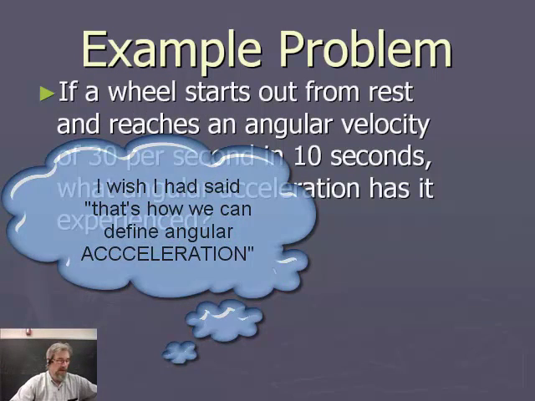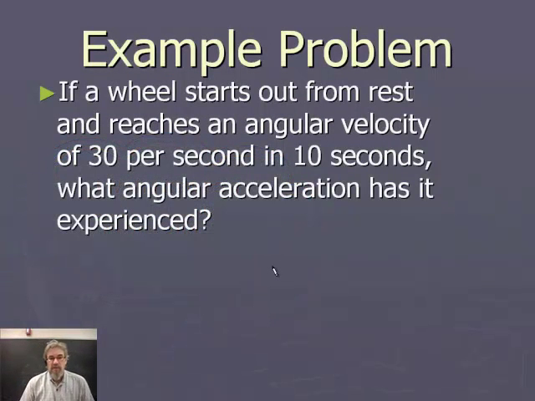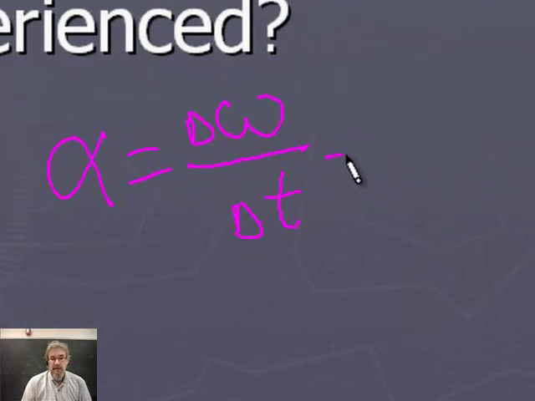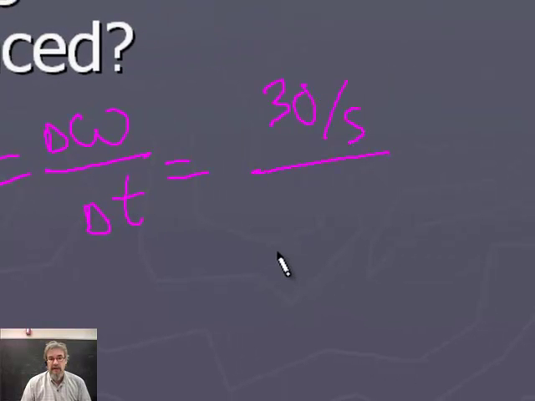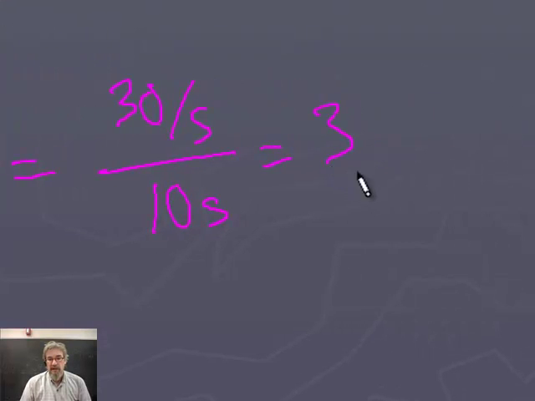Here's an example problem. Let's say we have a wheel that starts out from rest, and its angular velocity increases until it gets to 30 per second. That's 30 radians per second, and it takes 10 seconds to do that. What's the angular acceleration? Well, remember our definition: angular acceleration is the change in omega with respect to time. Omega started at 0, since it started out from rest, and it got up to 30 per second. So that is the change in omega. That happened in 10 seconds. So if we take 30 divided by 10, we have 3, and the units are radians per square second, or just per square seconds, because radians really are unitless.